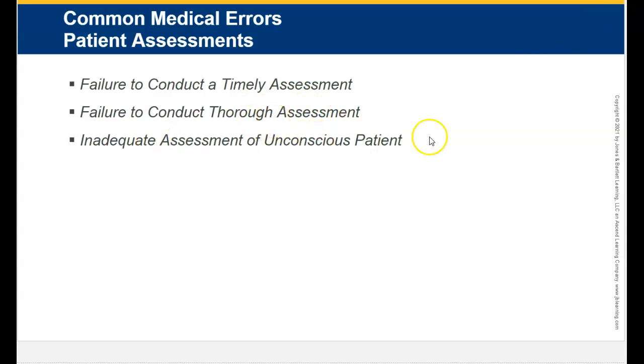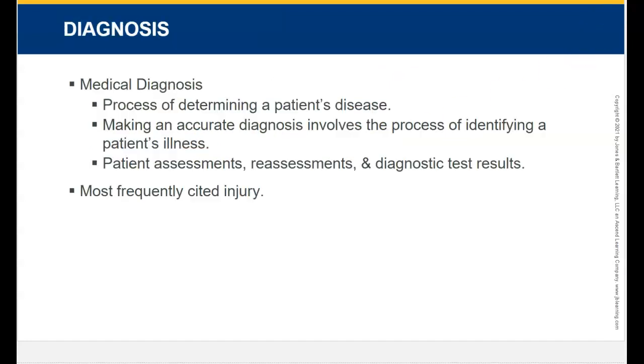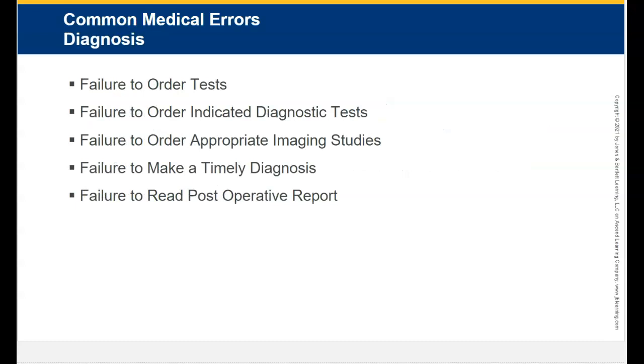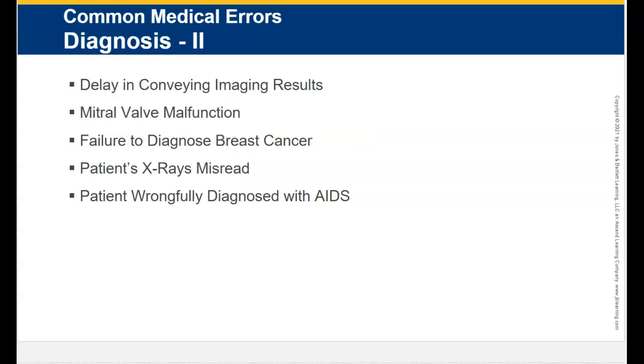And then inadequate assessment of an unconscious patient. That can be intentional and unintentional when someone's unconscious. Okay, diagnosis. Yeah, I am not going to read these all to you. Common medical errors for diagnosis, failure to order tests, etc. Delaying conveying imaging results. That does happen sometimes. Radiology gets backed up, and then a doctor may move on to a different patient and forget to go back and look. There are systems in place, though.